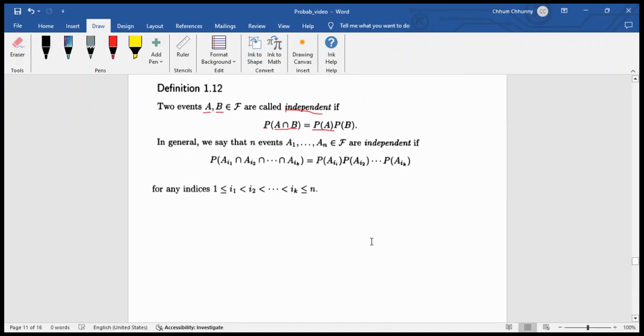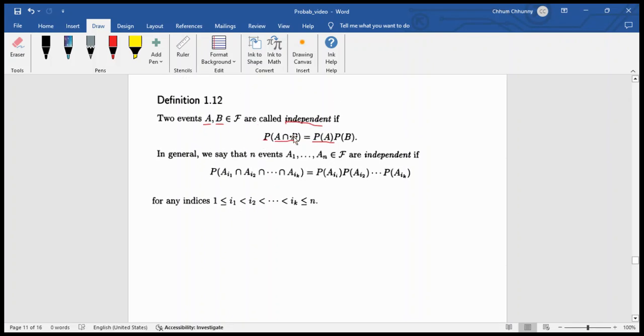Okay. Now in this case we use only two events, so we can also extend it to the case that we have n events, more than two, all of which belong to the sigma algebra F. So we can say that events A1 until An, which are elements of the sigma algebra F, are independent if the probability of the intersection of those events A_i1, A_i2 until A_ik is equal to the multiplication of the probabilities.